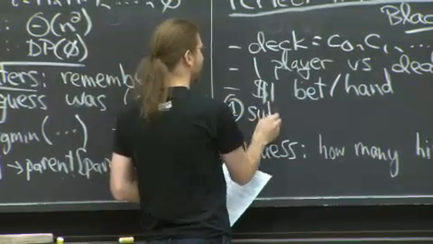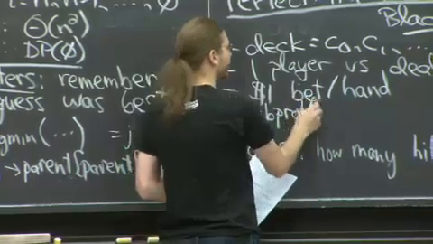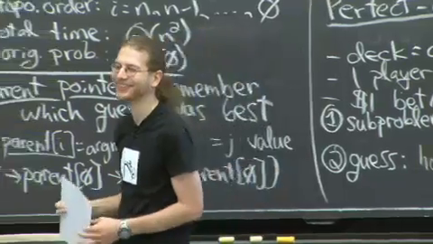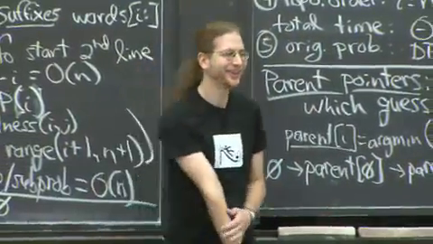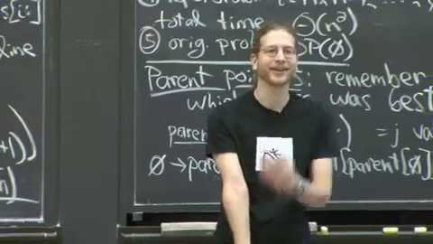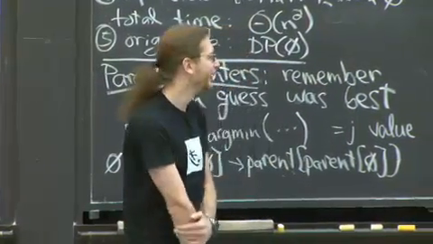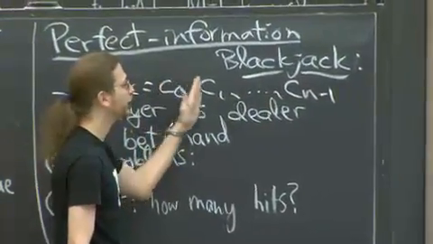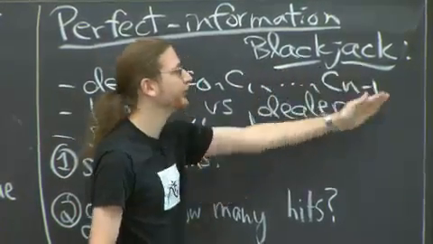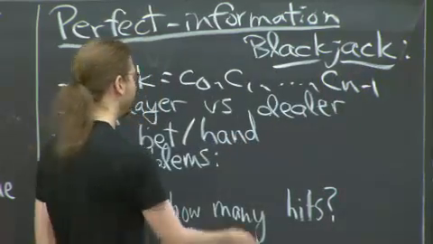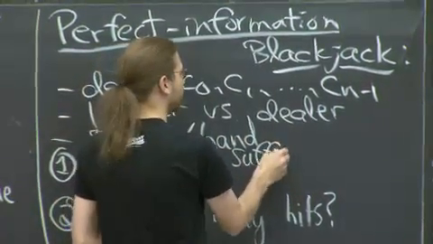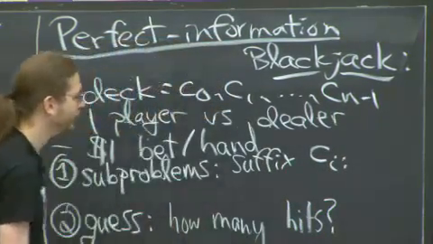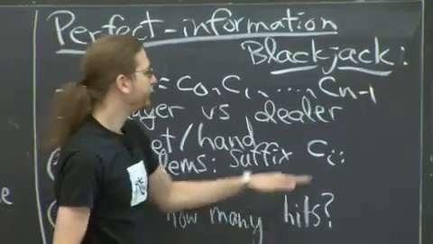Our subproblems. Can anyone tell me what our subproblems would be in one word or less? Less would be impressive. Yeah. Where do you start the new hand? Yeah. So it's going to be suffixes of the cards. So at some point, we do a play, and then we get to the ith card, and then the rest of the game will be from the ith card on. So it's going to be suffix ci colon, I guess would be the notation here.